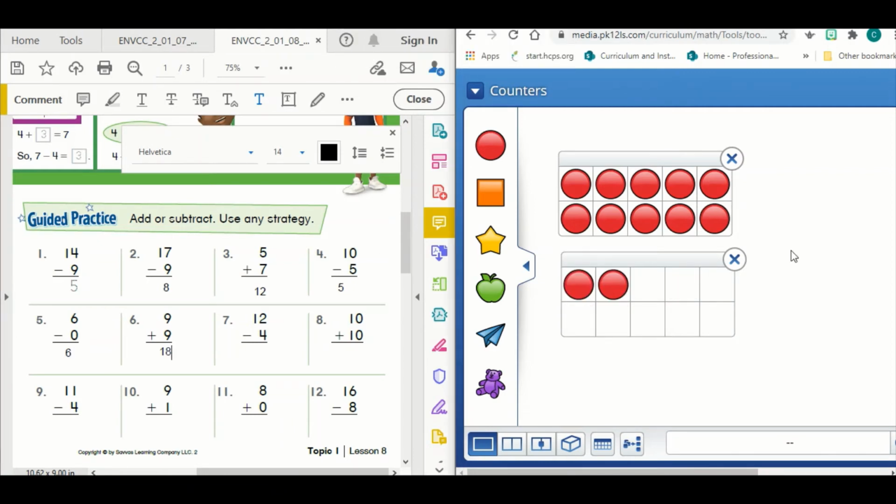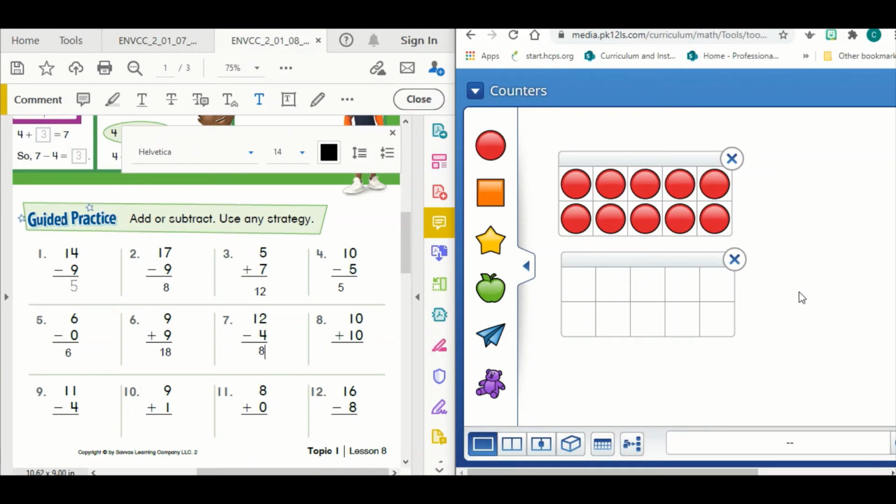This is number 7, 12 minus 4. It's easier for me to make the 12 a 10, so I'm going to start with 12. I'm going to take away 2 to make the 10, and then I'm going to have to take away 2 more. So I have 4 taken away, and what do I have left? I have 8.